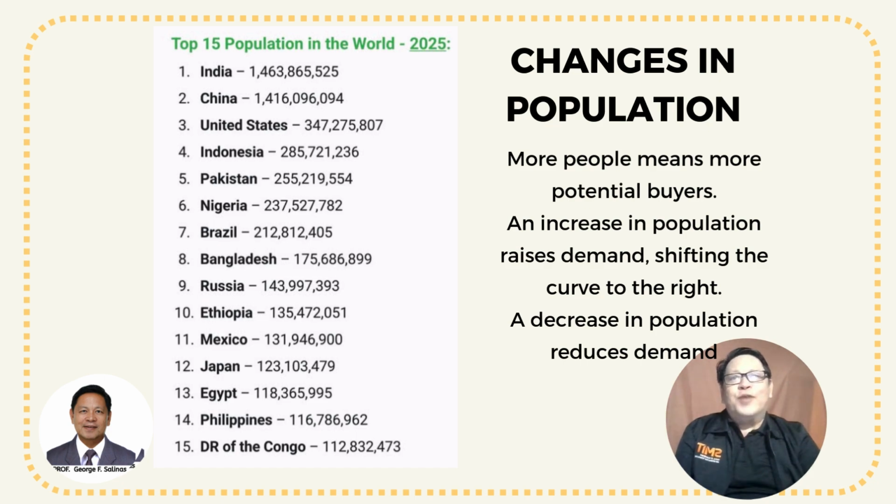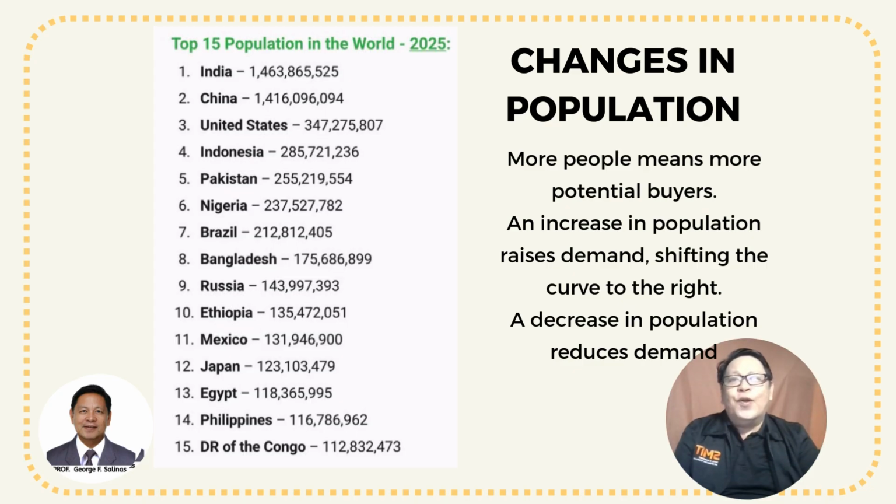Now let's talk about population and how it affects the demand for a certain product. India, China, and the US are attractive markets because of large population. The Philippines is ranked number 14 in the world, which is also considered an attractive market because of its large population. Changes in the population are a key determinant of market demand in economics.